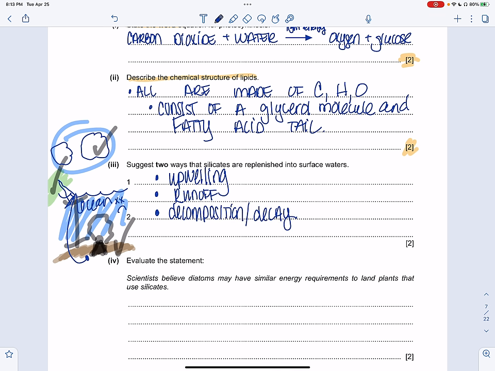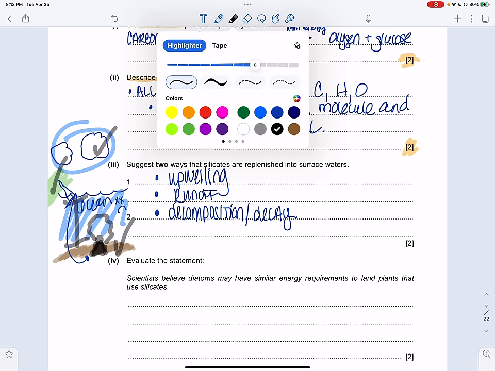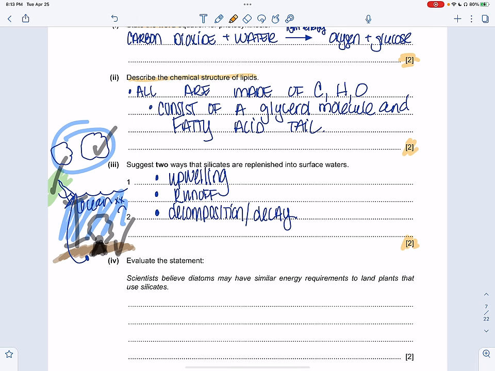Okay, I'm going to preface that I don't love this next question. Before I go into that, notice that it suggests two ways. I've already mentioned this in my other videos, but it's a list. It's only two. If you write four things and the first two are wrong, but the bottom two are correct, it does not matter. They're only reading the first two.